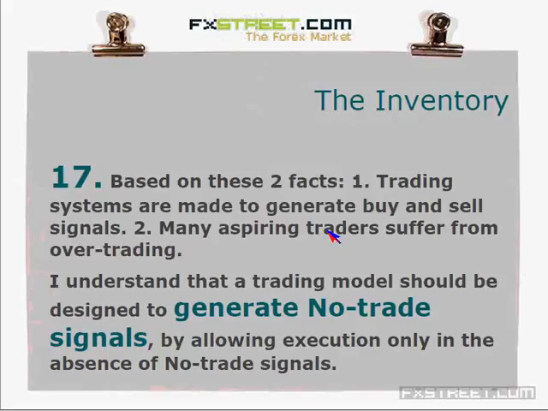17, based on these two facts: 1, trading systems are made to generate buy and sell signals. 2nd, many aspiring traders suffer from overtrading. I understand that a trading model should be designed to generate no trade signals, allowing execution only in the absence of no trade signals. What does it mean? Simply, I'm searching for reasons not to trade.